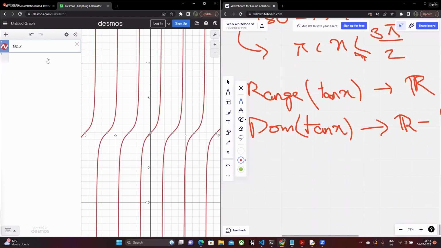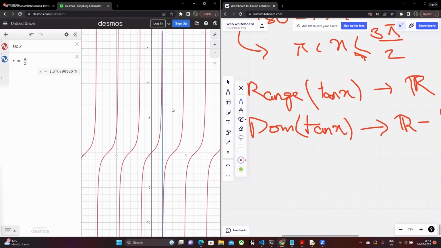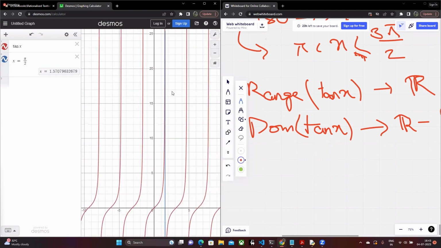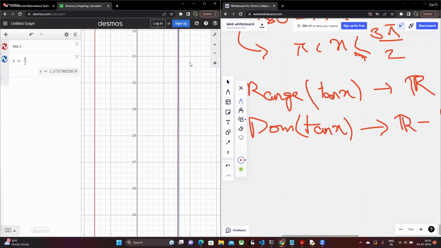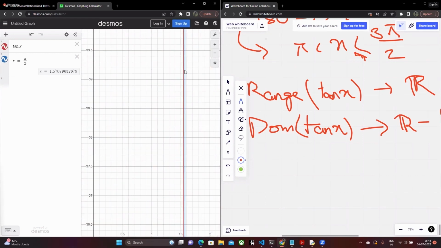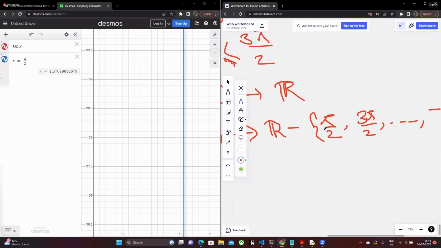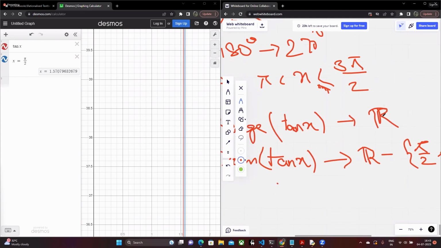As you can see over here, if I say x is equal to pi by 2, you can see that this line basically never meets tan x. If I zoom in a bit, you can see that there is always a distance maintained between the red line and the blue line, which means that the red line never becomes equal to the blue line. So you have the domain of tan x being R minus the odd multiples of pi by 2, while the range of tan x is the real number line R.